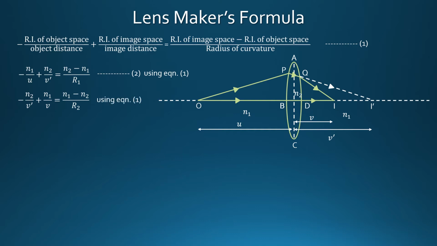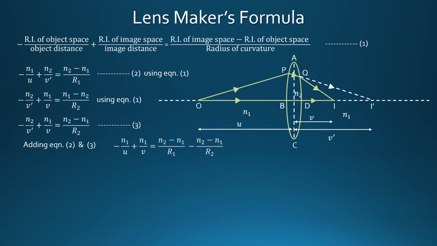Now we'll rewrite this equation as minus n2 by v dash plus n1 by v is equal to minus n2 minus n1 by r2. We consider this equation as 3. Adding equations 2 and 3, we write minus n1 by u plus n1 by v is equal to n2 minus n1 by r1 minus n2 minus n1 by r2.